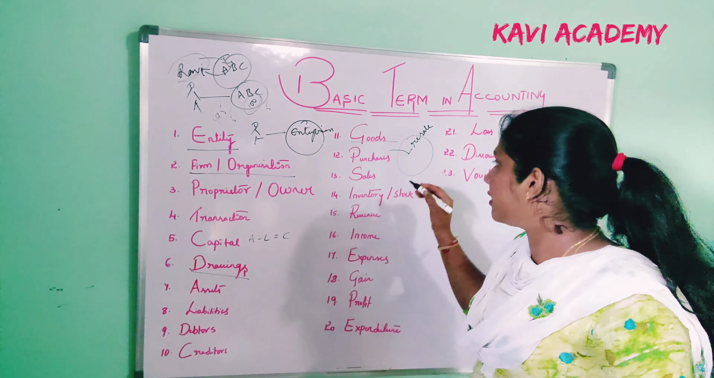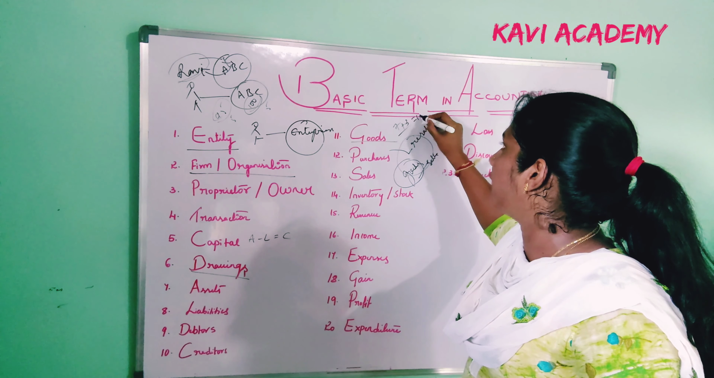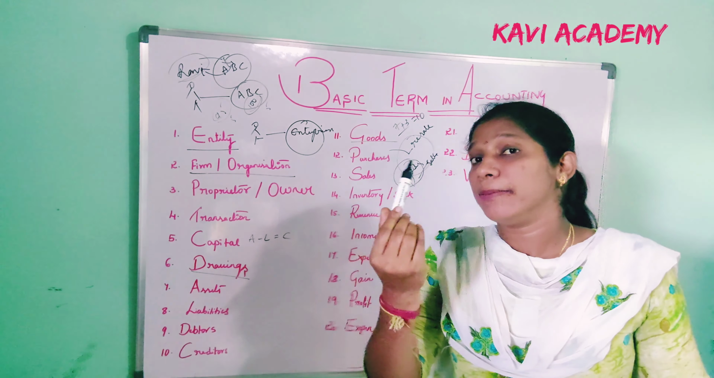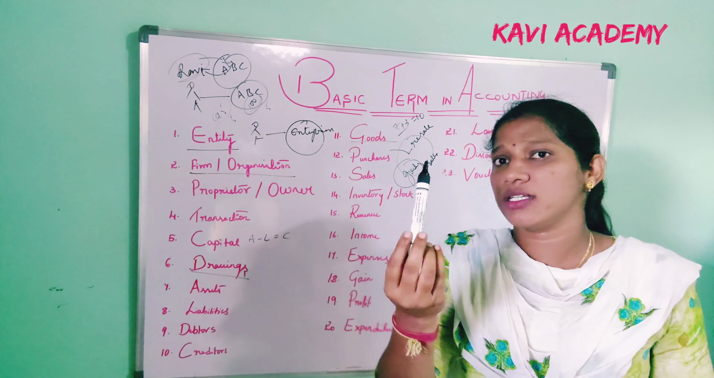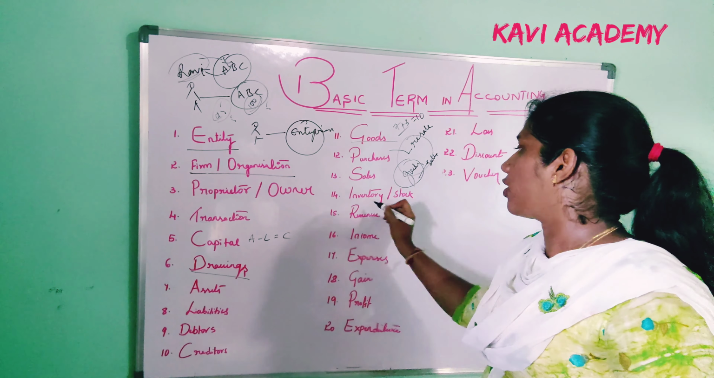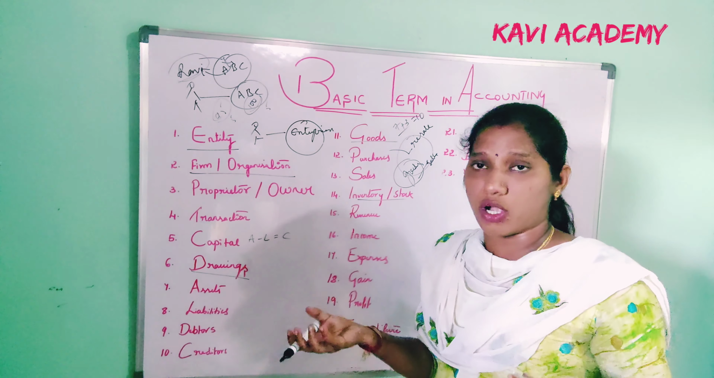For example, the cost of a pen for me is 7 rupees. Will you sell it to an outsider for 7 rupees? Absolutely not. You will increase the face value by 3, which is equal to 10. So per pen, how much? 10 rupees. Clear? Now that is sales.